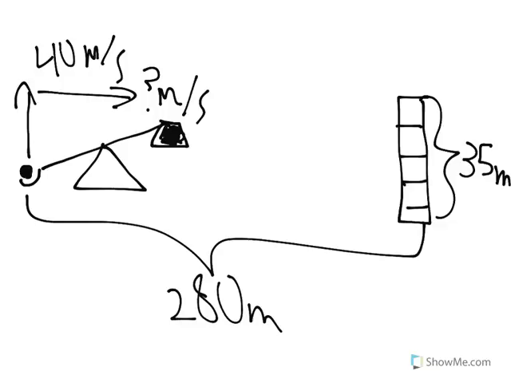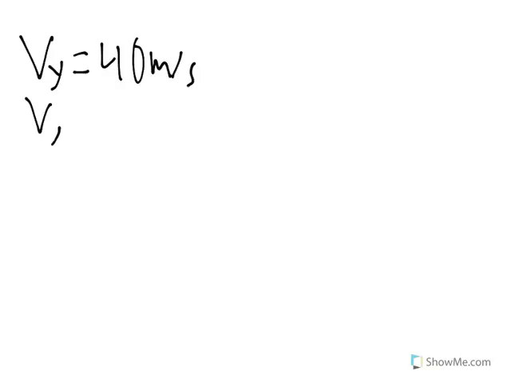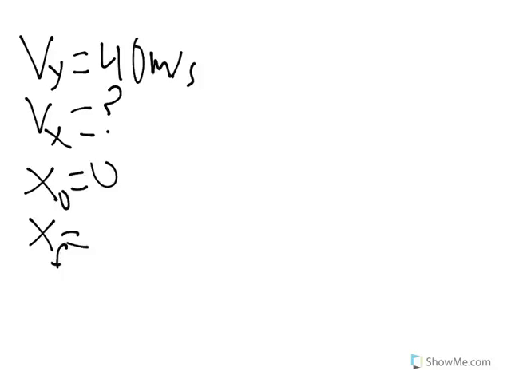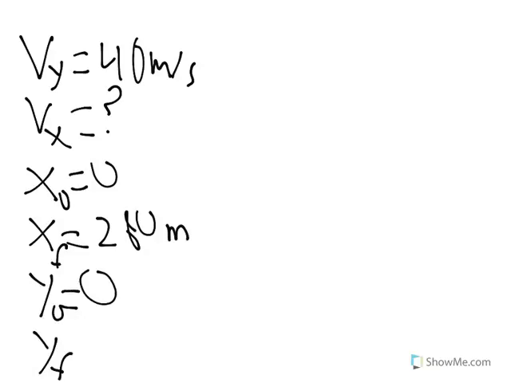Okay, so let's look at what we've got. Let's start by looking through our variables. We know our velocity in the y direction is 40 meters per second to start. Velocity in the x is unknown. That's what we're trying to solve for. X position is 0. X final is going to be 280 meters away. Y original is also 0. Y final, though, is not 0 like we're used to. This time it's 35.